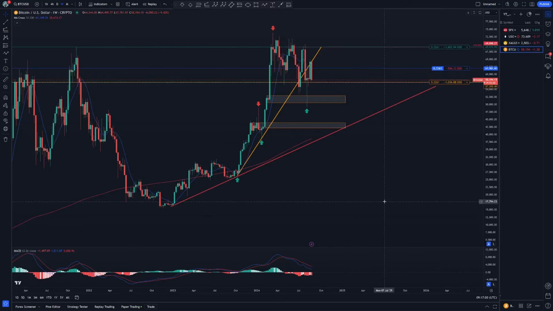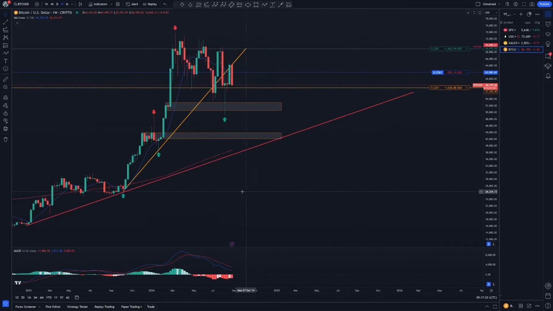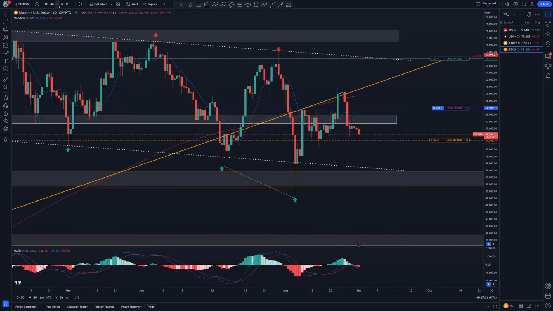Bitcoin at a weekly, we can see we have made new all-time highs, but after that we had trouble to continue with it, so we moved into a downtrend. I think we have seen the low here at the news crash, and from there on we should recover and start soon a new impulse to the upside. But for that, let's drop down to the daily time frame.